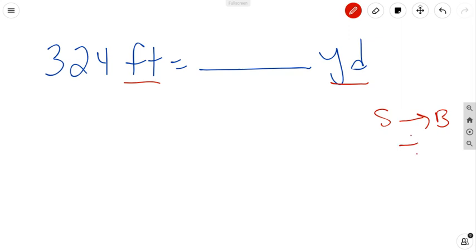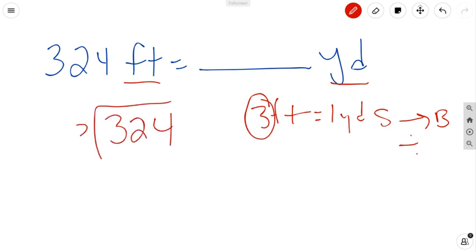I know that there are 3 feet in 1 yard, which means I'm going to divide by 3. So I'm going to do 324 divided by 3.